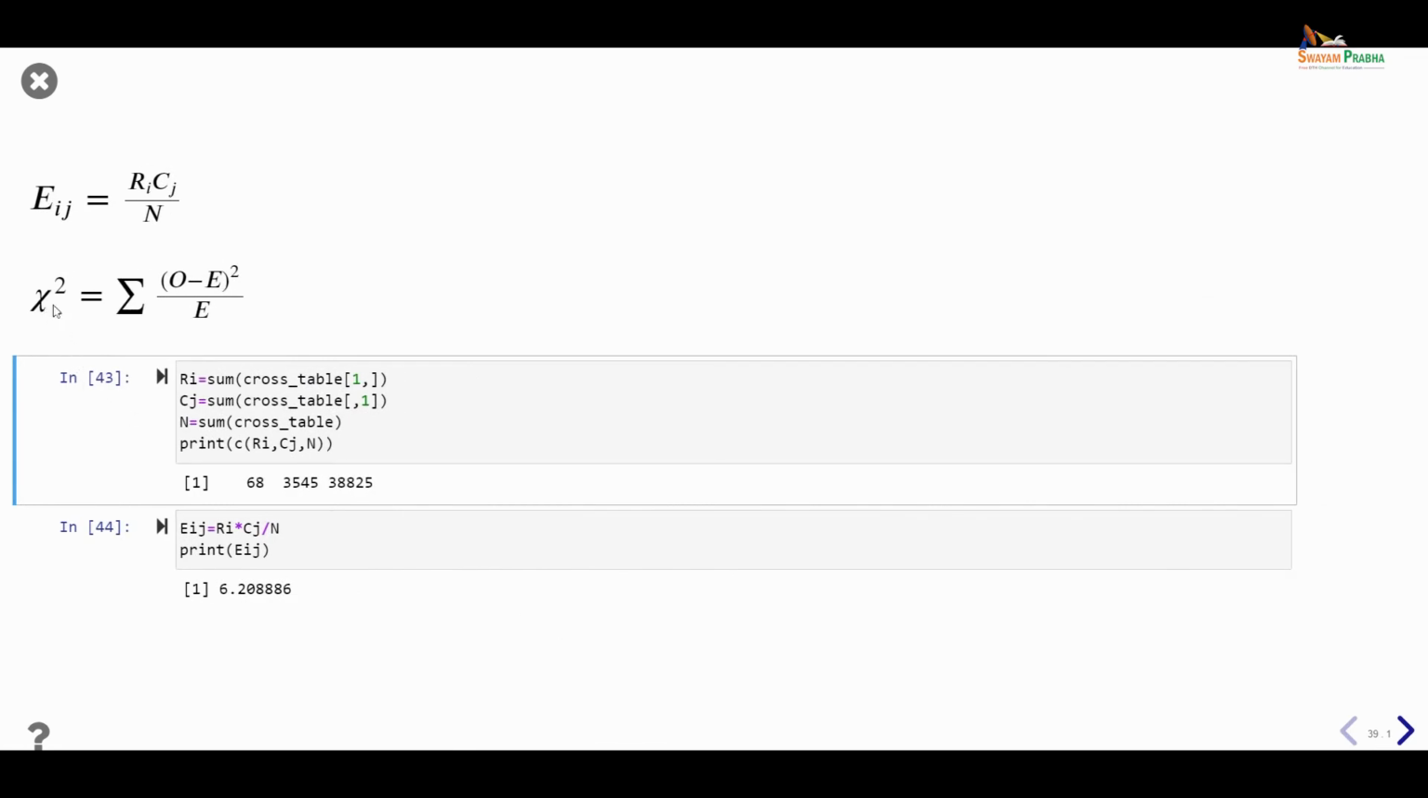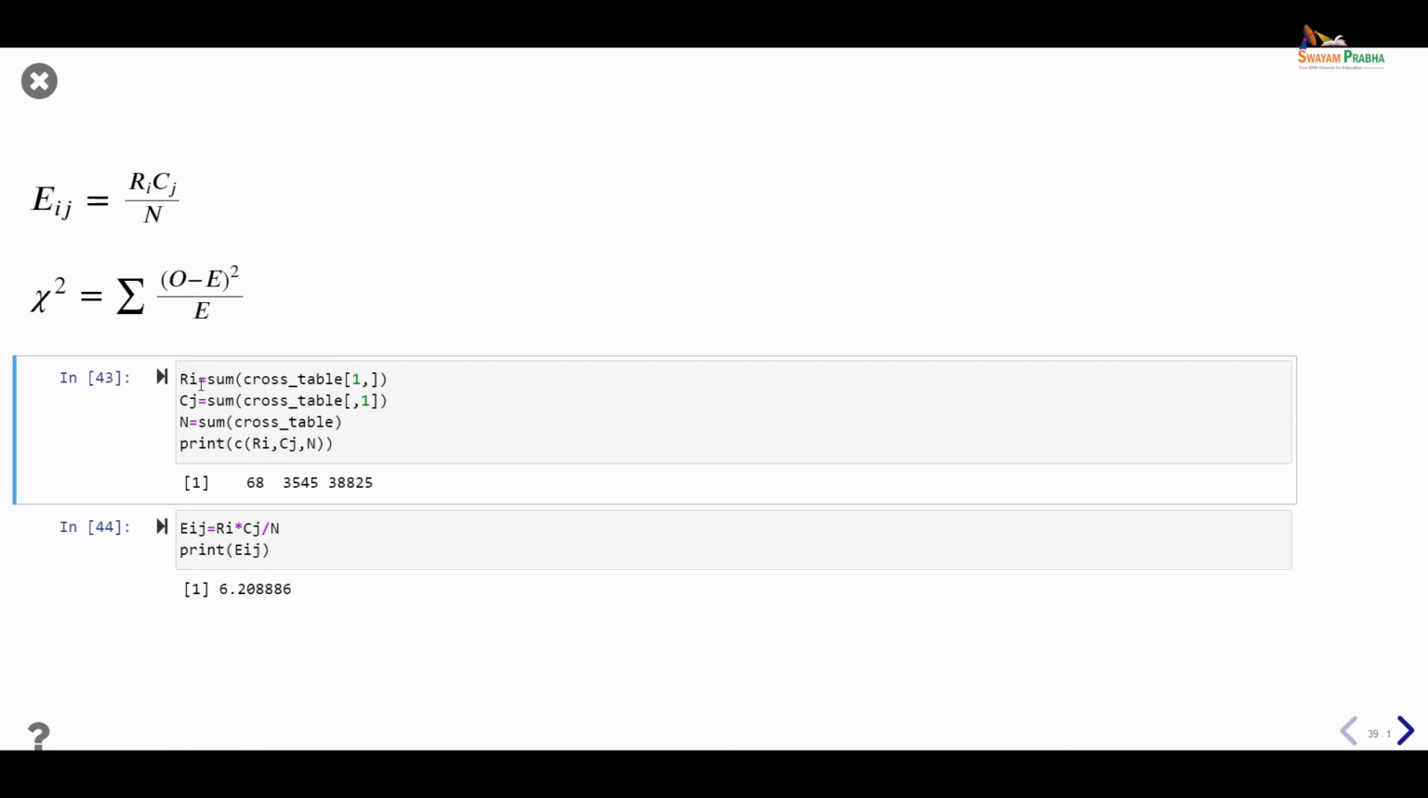Your formula for chi-square is basically the summation of (observed value minus expected value) whole square, divided by the expected value. Each expected value is calculated using this formula, where the subscript i represents rows and j represents columns. Each expected value for each row and column combination is calculated as Ri into Cj divided by n, where n is the total number of observations. Let's just do it for the first row and the first column. The first row is the fuel type CNG and the first column is bus.